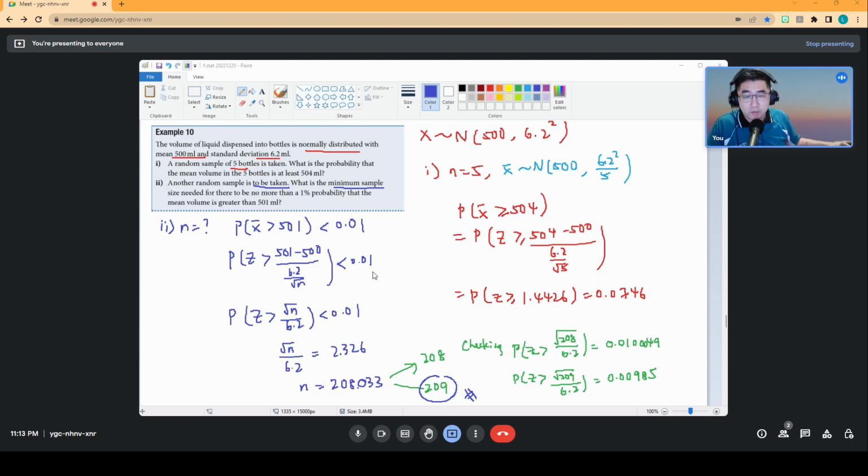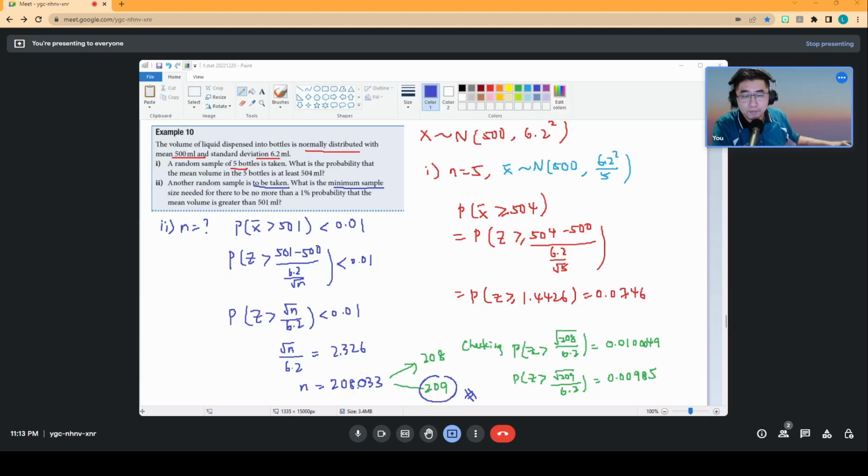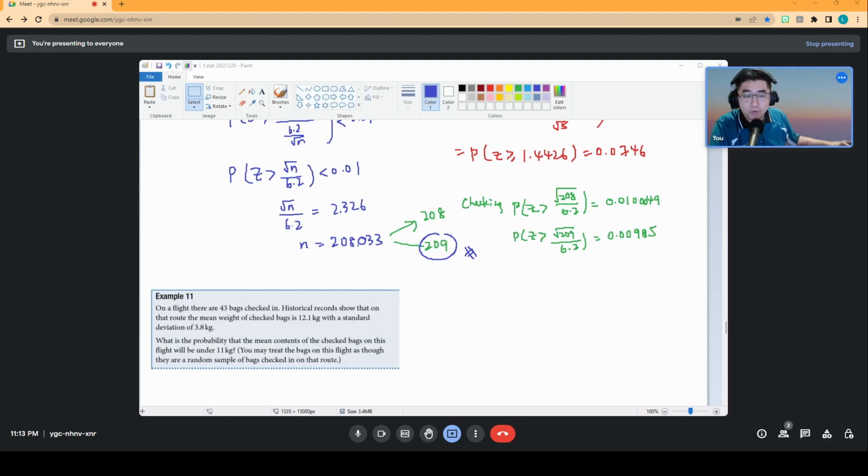Okay, next, let's see another example. Please remember that the reverse question is actually a common question during exam. Okay, so let's see what we get for the next example.